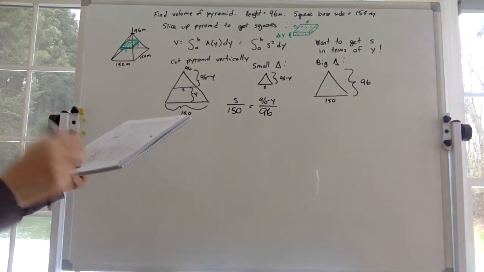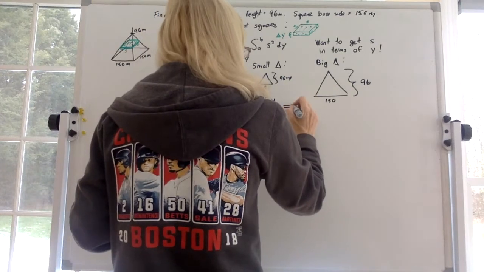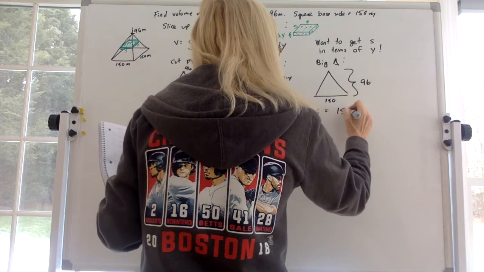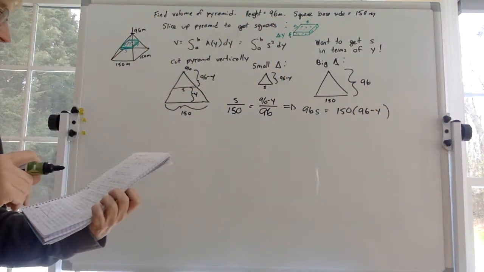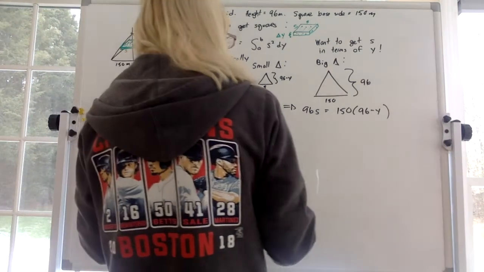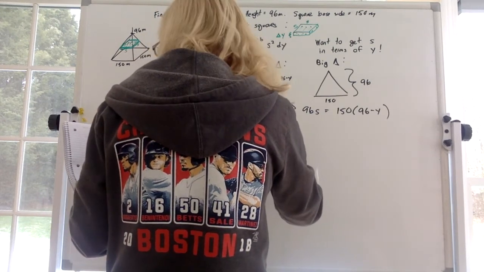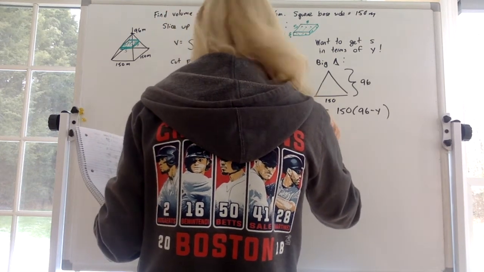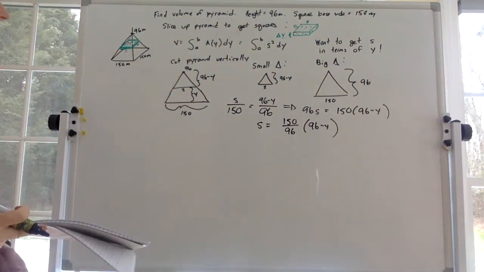Now you can cross multiply and solve for S. If I cross multiply, I get 96 S is equal to 150 times 96 minus y. Solving for S, getting S all by itself on one side, you end up getting S is equal to 150 over 96 times 96 minus y. So look at that. I got S in terms of y.